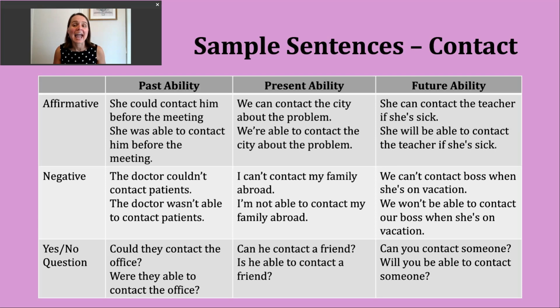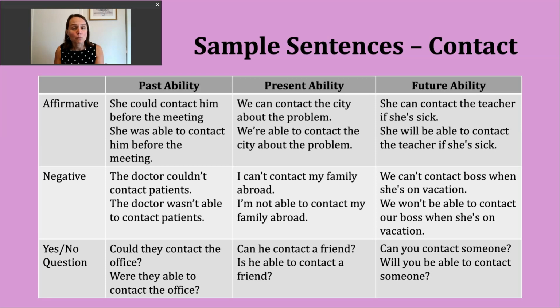Now let's take a look at the simple future in discussing ability. What you're going to see here with the modal is that it is exactly the same as present ability. So there might be time signals in our sentence or as part of our conversation that indicate this is a future thing. So as we look at our modal examples in the affirmative, the negative, and yes or no, they're going to look exactly like the present ability ones.